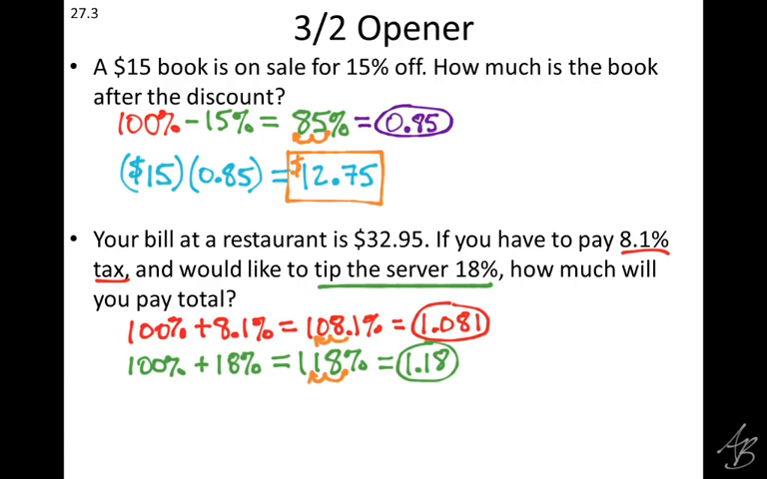All right, so if I want to know what the final bill is going to be after the tax and after the tip, what do we multiply? $32.95 times 1.081, and then times 1.18. Lots of 1s and 8s in there, right? Make sure you keep those straight. And we just punch that into the calculator. It's going to give us a number. What does it give us? I think it's going to be a big long number, isn't it?